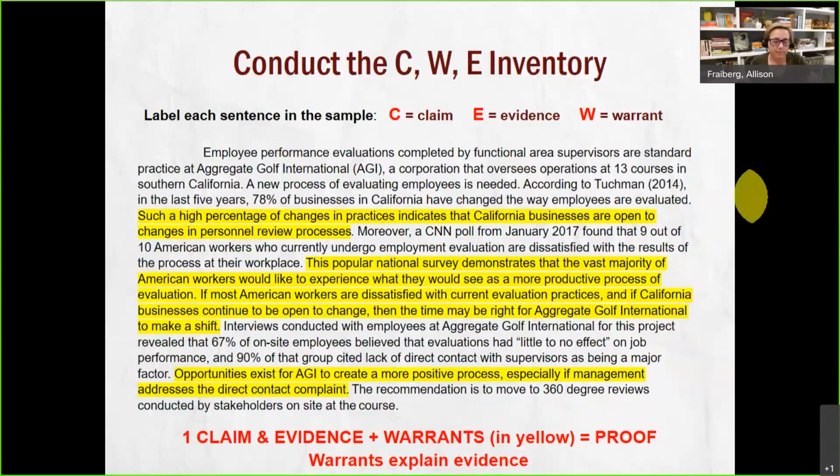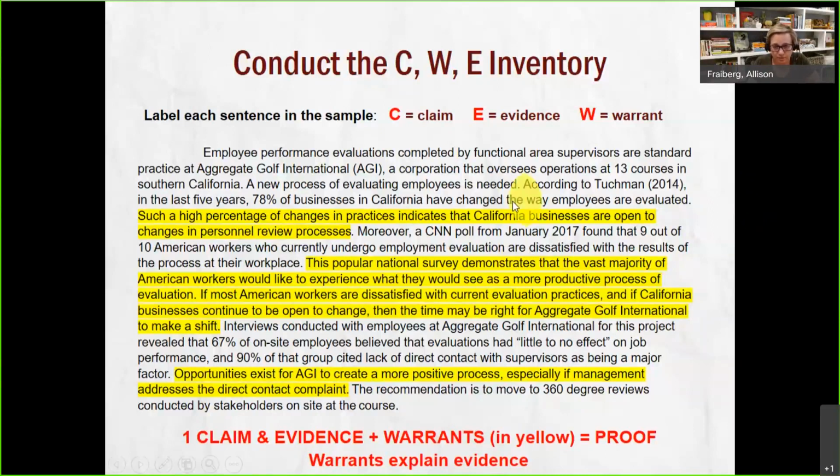And by the way, if you have a paper that has a lot of O's in the CKOM test and very few M's, chances are, and sorry for all the algebra here, chances are those missing M's are actually warrants, W's, because the warrant is where you explain your thinking. Okay, let's look. It's all the same.